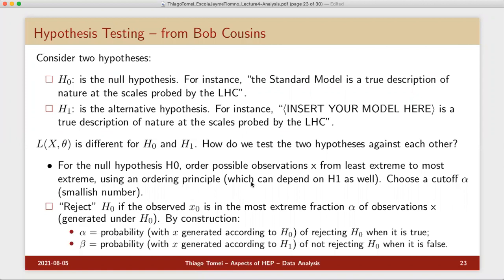Notice that this is different from asking yourself, what is the efficacy of the vaccine? But the questions are related, and therefore the methods are related. So here, let's go back to physics. Consider two hypotheses. H0 is what we call the null hypothesis, for instance, the standard model is a true description of nature at the scales probed by the LHC. H1 is the alternative, for instance, not the standard model is a true description of nature at the scales probed by the LHC.